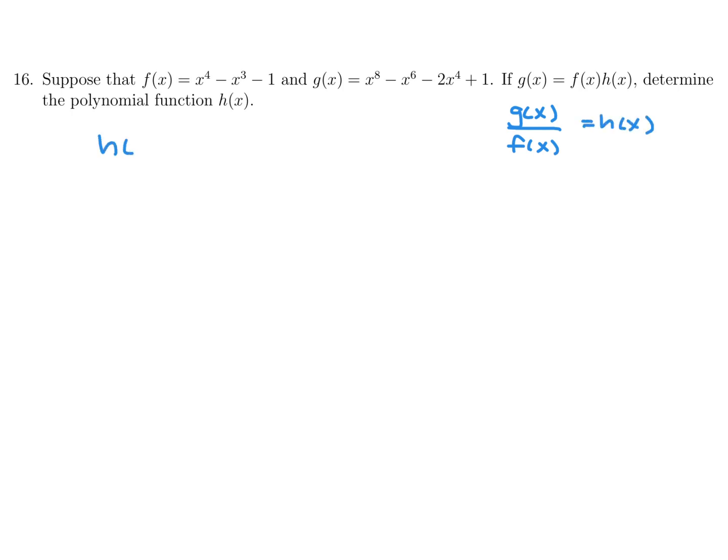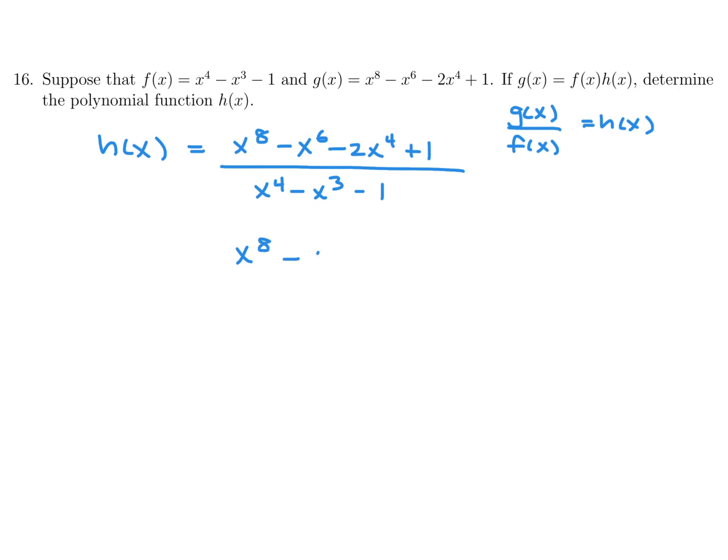So h of x would be, what's g of x here? x to the power of 8 minus x to the power of 6 minus 2x to the 4 plus 1. And f of x is x to the 4 minus x cubed minus 1. Okay, so I got to do this long division type of thing. So here we go. And let's see if I even remember how to do it. It's been a long time since I've done this. All right.